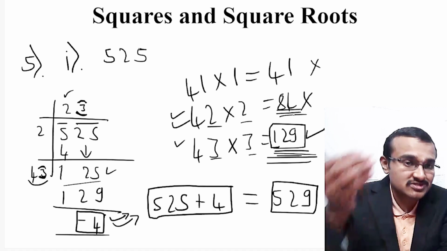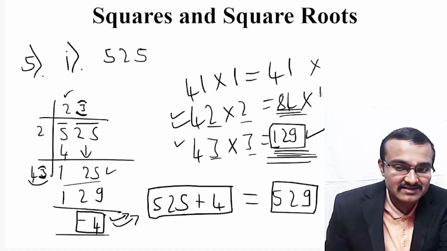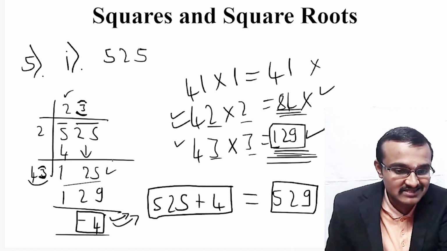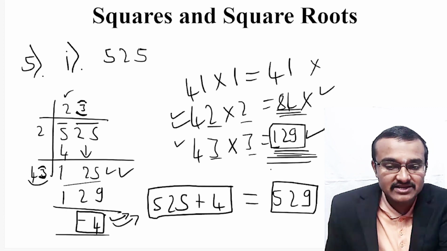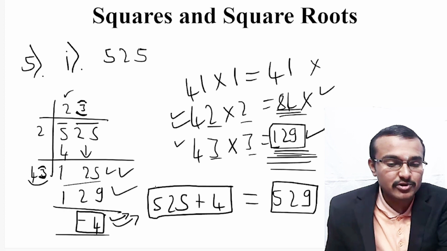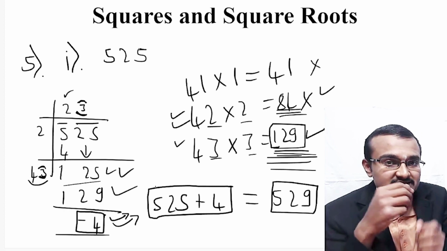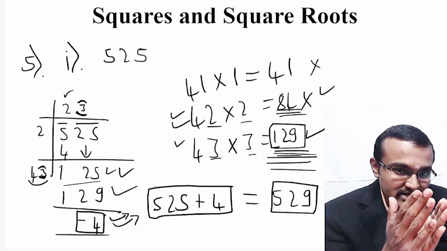So if they are asking to subtract, then you should take this 84, that means the previous number, the number which is less than this particular 125. If they are asking to add, then you should take 129. So depending upon the problem, you should decide which number you should take.